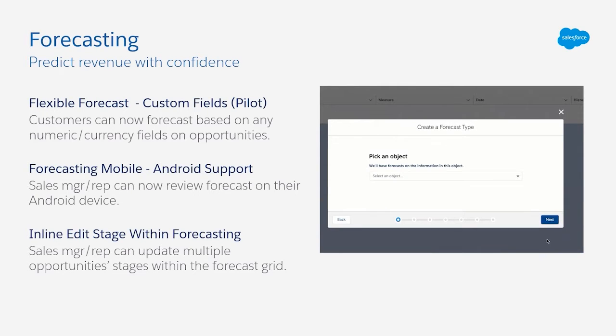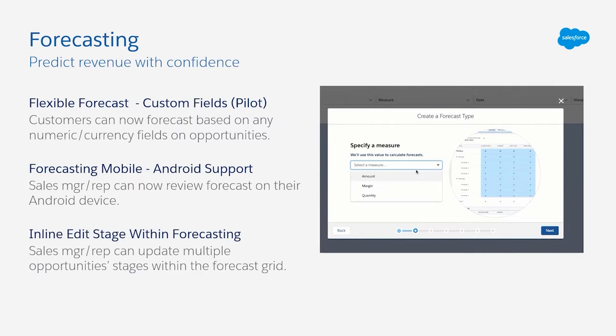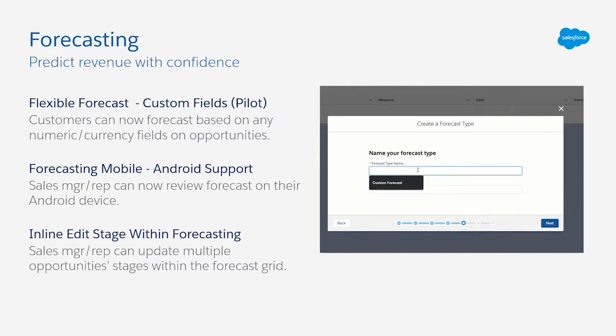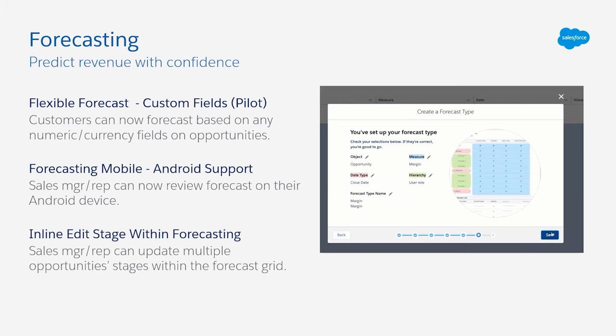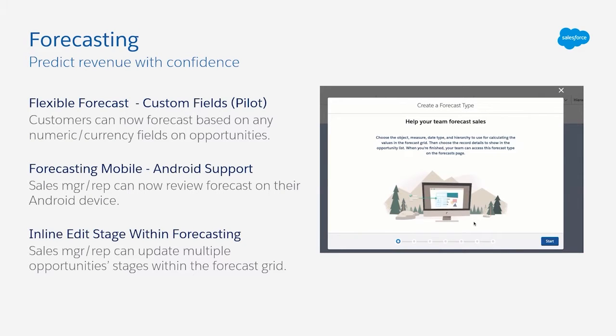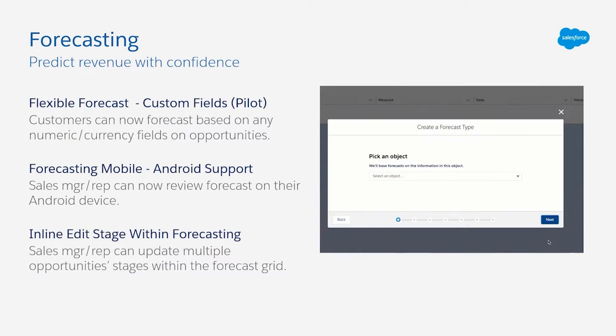Now, more users can see their forecasts on the go. Mobile forecasting was previously only available for iOS users, and now Android users can review forecasts on mobile as well. And now, forecast users can update stages in the opportunity list without leaving the forecast page. Previously, inline editing was available for other fields, but not for stage.